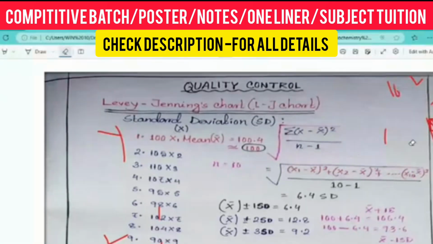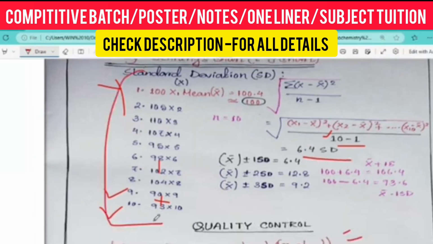After that, divided by n minus 1. What is the value of n? 10, right? n is the number of samples, so 10 minus 1. So the SD is 6.4. That is the calculation from this given sample. Keep in mind that if you take another result, your SD will be different. That is just an example. So what is the standard deviation? 6.4.